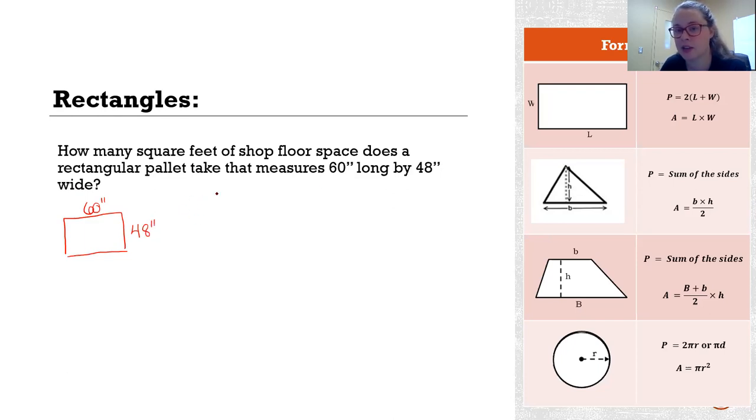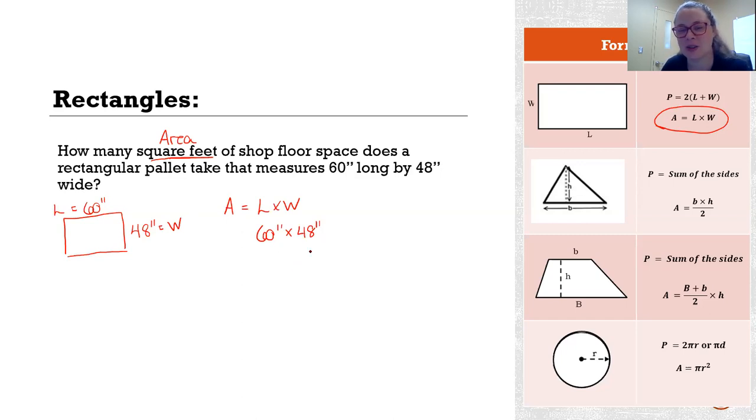Now that we have that, let's look for our formula. How many square feet? It doesn't say area, but when we see square feet, we know we need to calculate area. So the formula we need is for the area of a rectangle: area equals length times width. Let's pull out our information. We have a length of 60 inches and a width of 48. Let's plug that in: 60 inches by 48 inches.